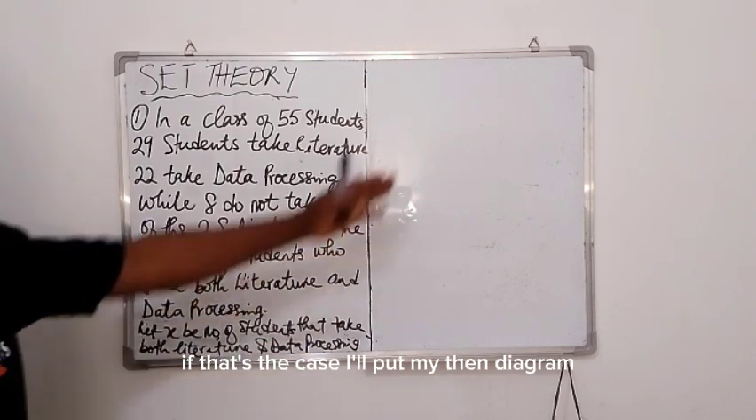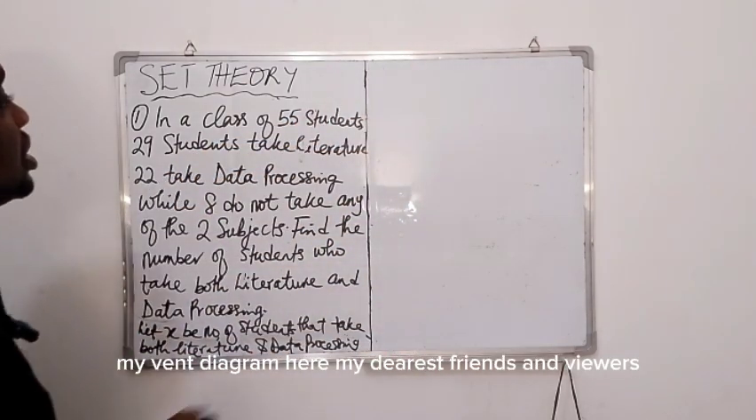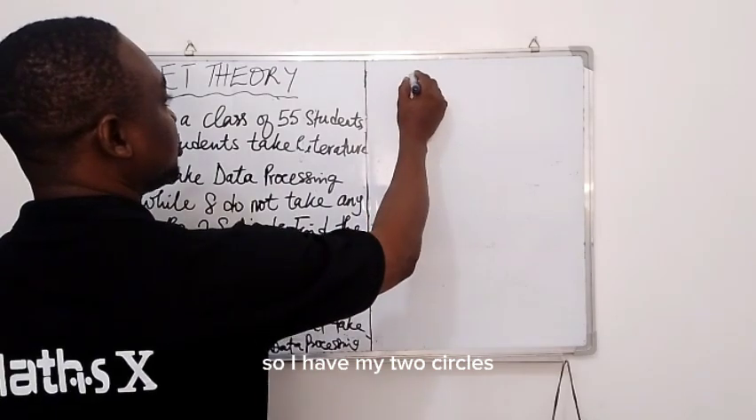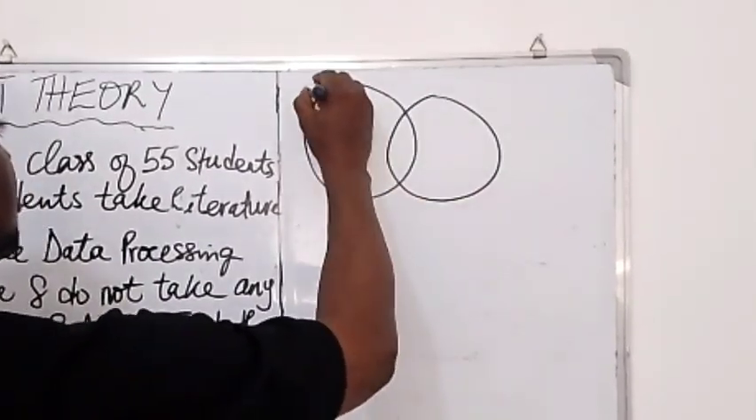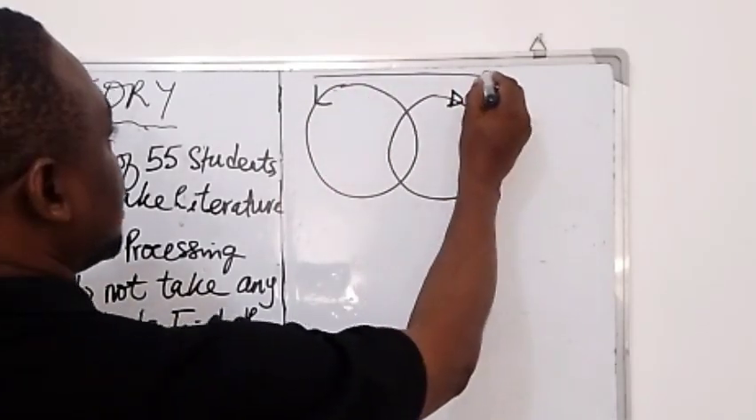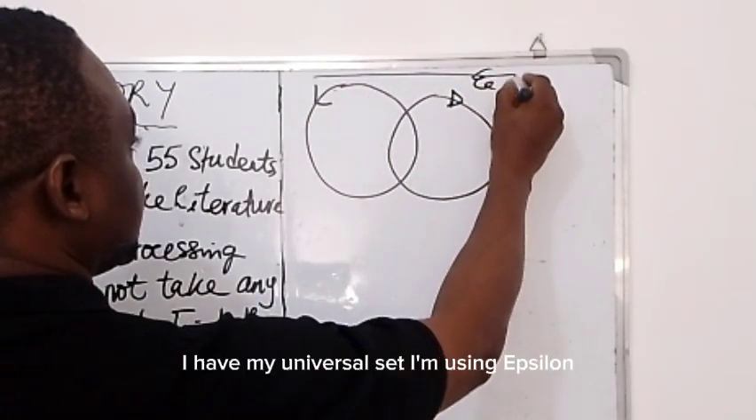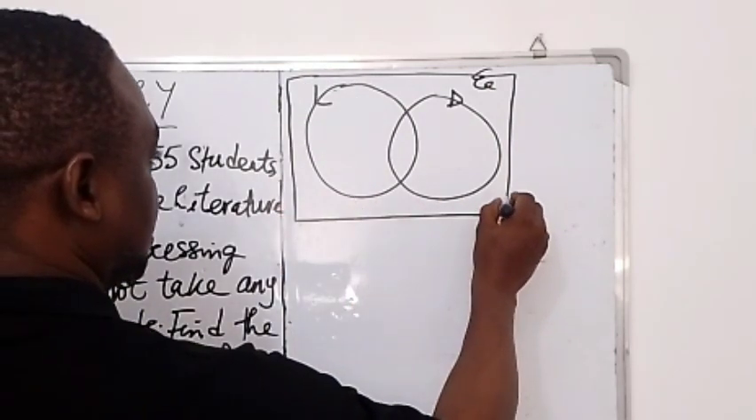If that's the case, I'll put my Venn diagram here, my dear students and viewers. So I have my two circles, for L, literature, and D, data processing. I have my universal set. I'm using epsilon. This is it.